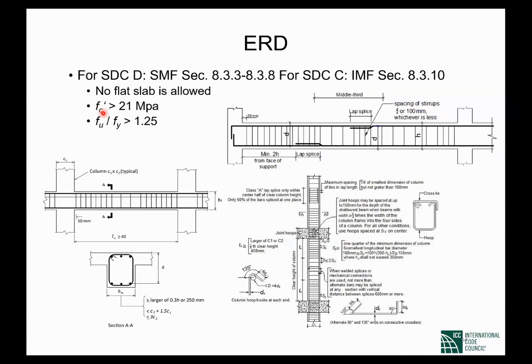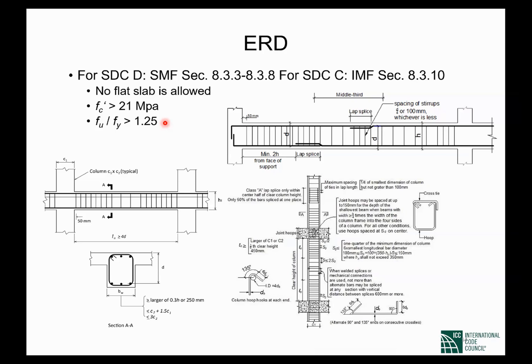FC prime, concrete strength, 28-day concrete strength must be more than 21 megapascal or 3000 psi. The ratio of ultimate strength and yield stress of reinforcing bars must be more than 1.25, which is actually ductility class D, according to BDS EN, BDS ISO, ductility class D.